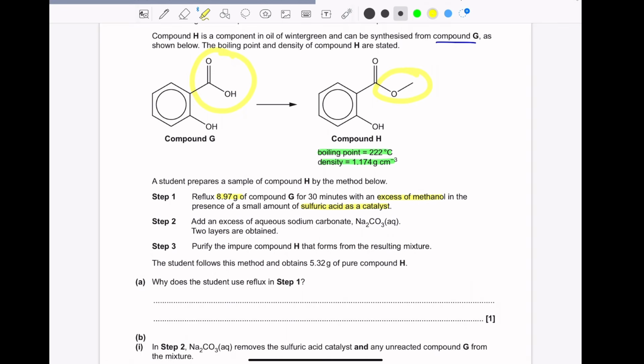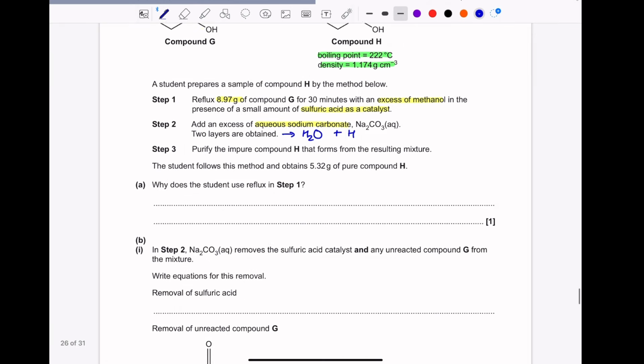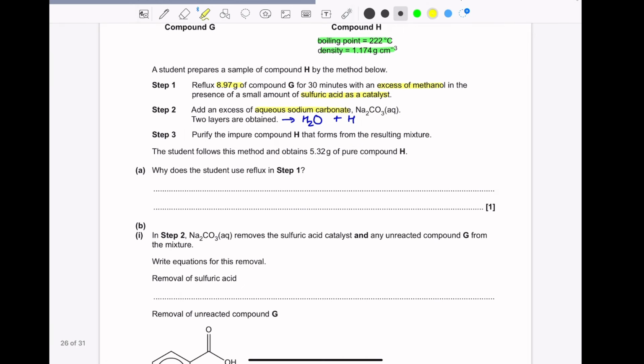Then in step 2, they add excess aqueous sodium carbonate and 2 layers are obtained. Those 2 layers would be water and compound H. So we know that water forms because when you make an ester, it's a condensation reaction, meaning that the byproduct would be water, and well, compound H, as that's the product. Then in step 3, they purify impure compound H from the resulting mixture. The student follows this method and obtains 5.32 grams of pure compound H.